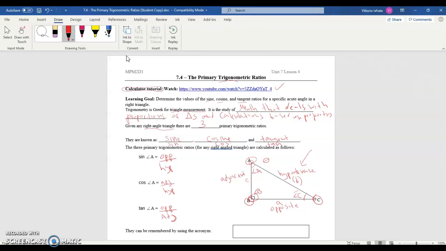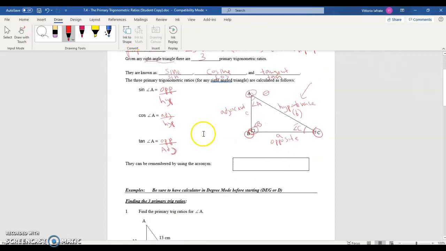How can you remember that? Well, there's a trick that you might have heard before. It's called SOHCAHTOA.